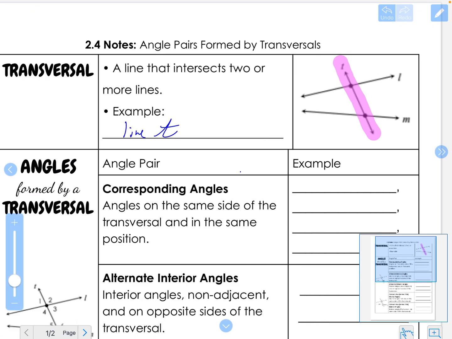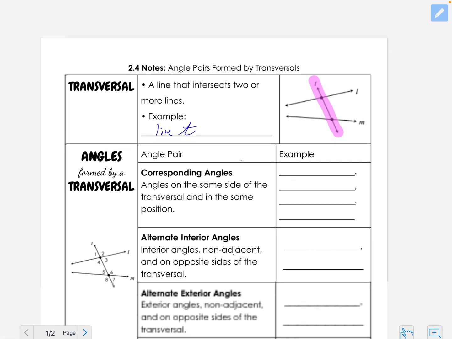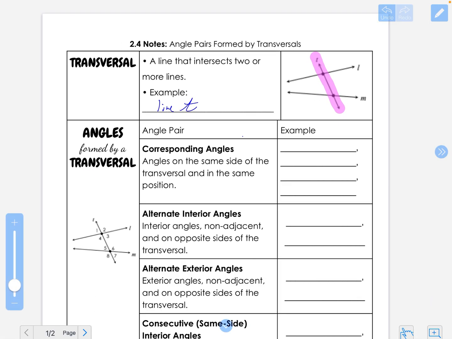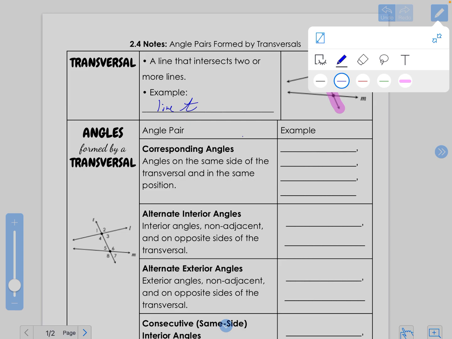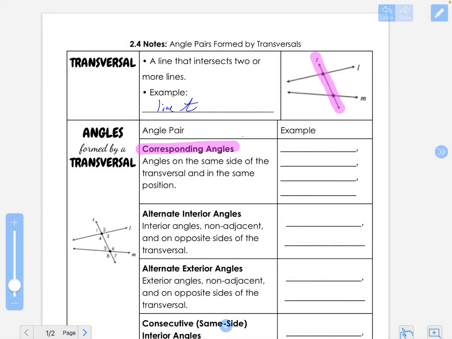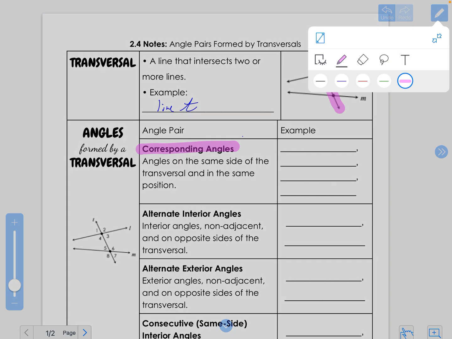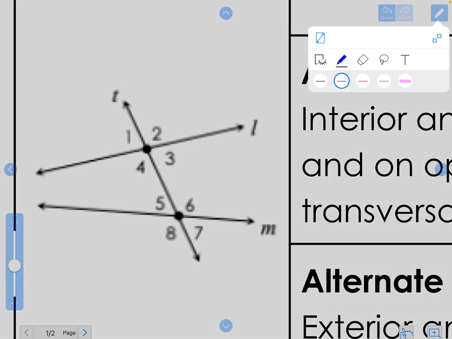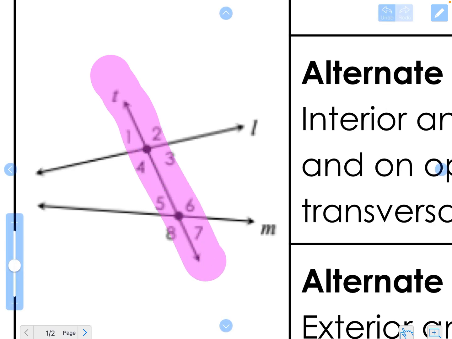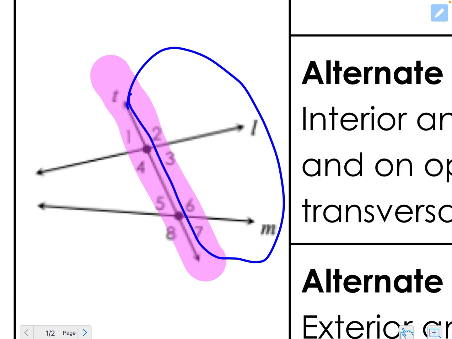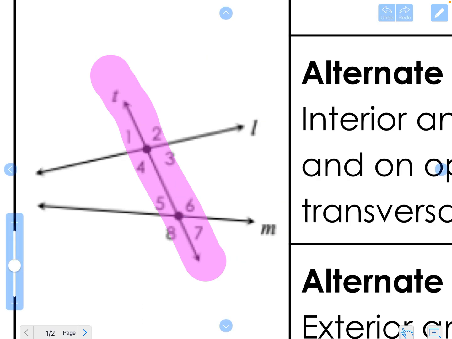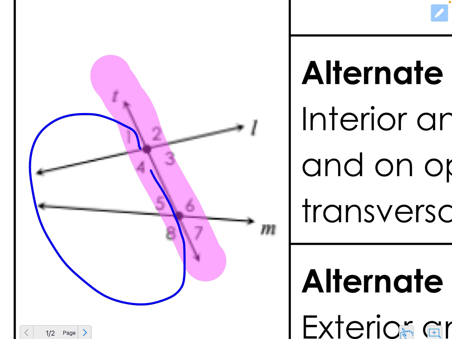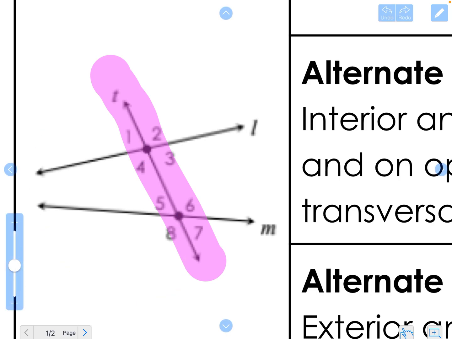So now let's talk about what we know when we have a transversal and what kinds of angles there are. The first thing we're going to talk about is corresponding angles. Corresponding angles are angles on the same side of the transversal and in the same position. So real quick, let's look at this. If line T is our transversal, when we talk about same side, we're talking about everything on this side of the transversal, or everything on this side of the transversal. So that's what we mean by same side.